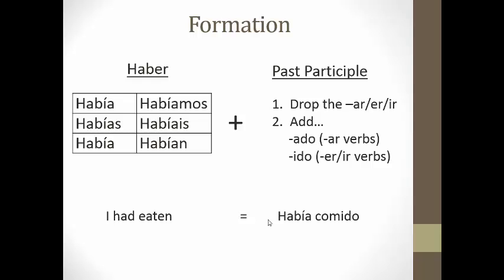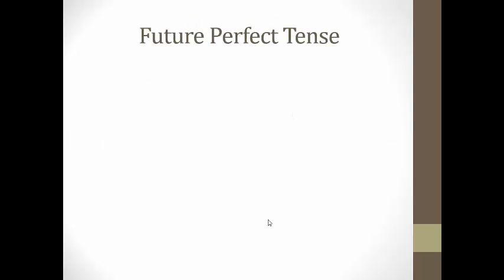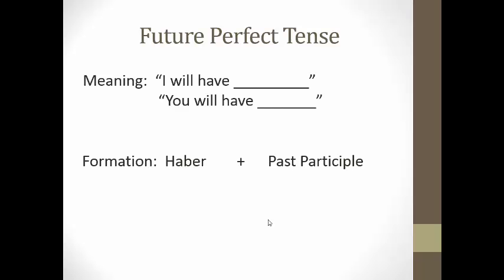Okay, the third perfect tense we've had in chapter 4 is going to be your future perfect. Its meaning, I will have or you will have. So I will have prepared, you will have eaten. To form it, again, you need haber with the past participle. But because it's the future perfect, you're going to need the future of haber.